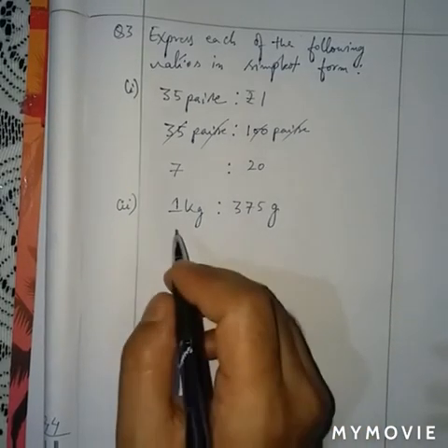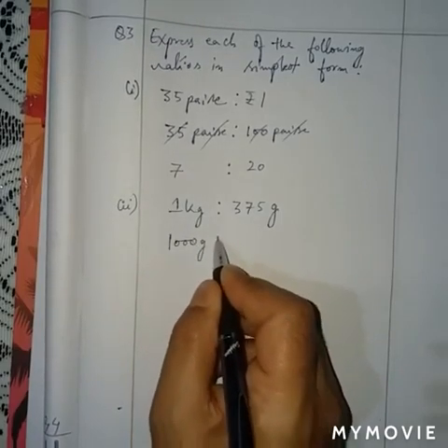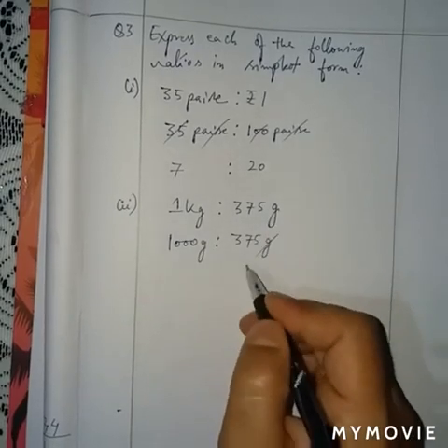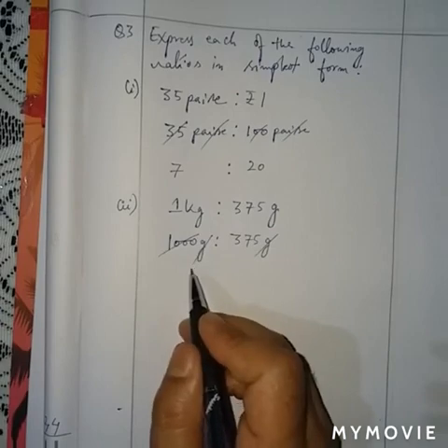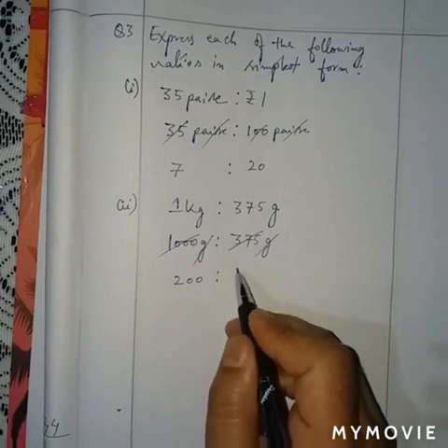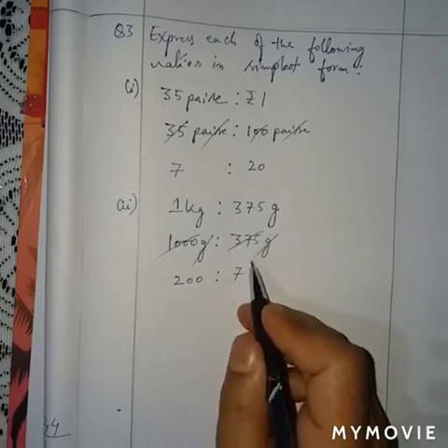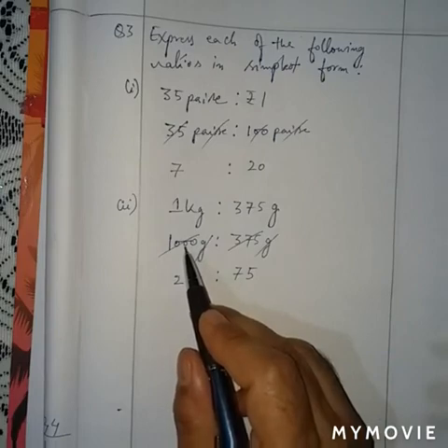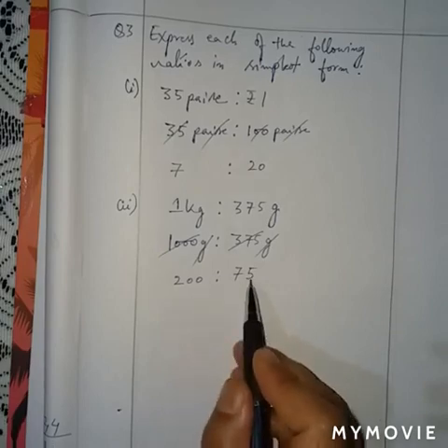Now 1 kg we will write as 1000 gram, and this remains as it is. Gram and gram cancel. Here also we can cancel by 5: 5 2s are 10, and 0 here; by 5, 5 7s are 35, and 2 on the other hand, 5 5s are 25. We are dividing this number by 5 and this number also by 5. We got 200 here and 75.